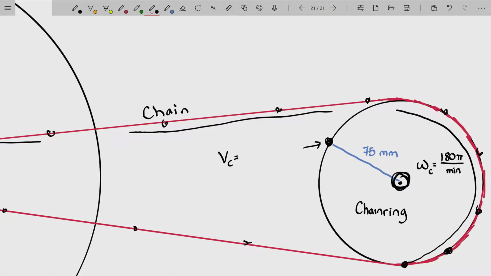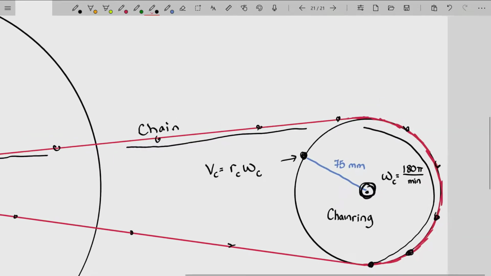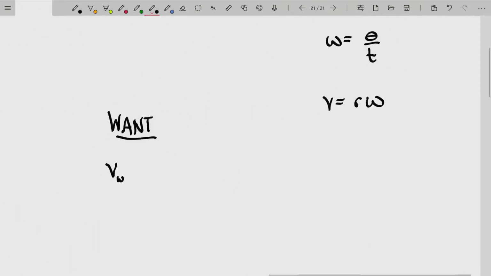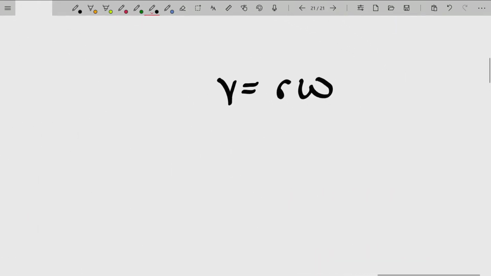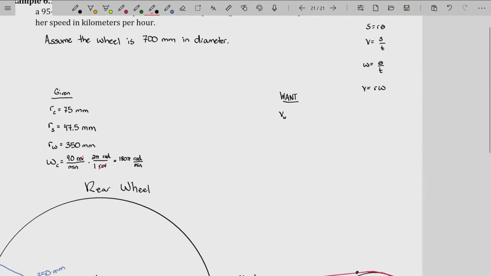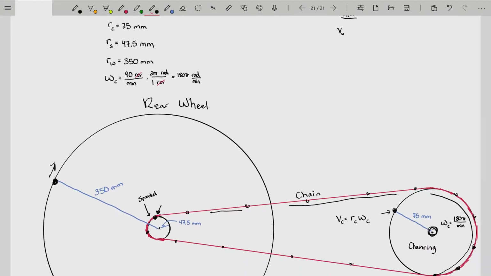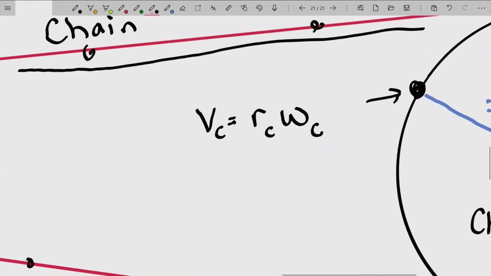Well, the linear velocity of that point is going to be the radius of the chain ring times the angular speed of the chain ring. And we have that information. By the way, the formula we're using is this one right here, and we have that information off to the right. It's our given information. So I can trade out the radius of the chain ring for 75 and the angular velocity of the chain ring for 180 pi radians per minute. I'll go ahead and do that.